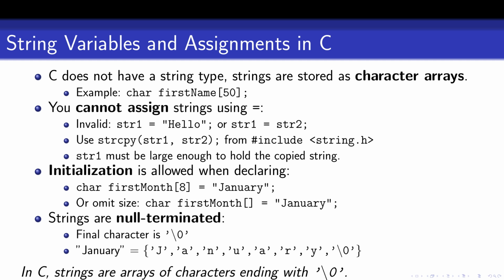For that, you use a function called strcpy from the string.h library. It copies each character from one string into another. So strcpy(str1, str2) copies the contents of str2 into str1, as long as str1 is large enough. One exception is when initializing a string at declaration. For example, char firstMonth[8] = "January" works because the compiler handles the character copying. This also automatically adds the special null character, \0, at the end to mark the end of the string.